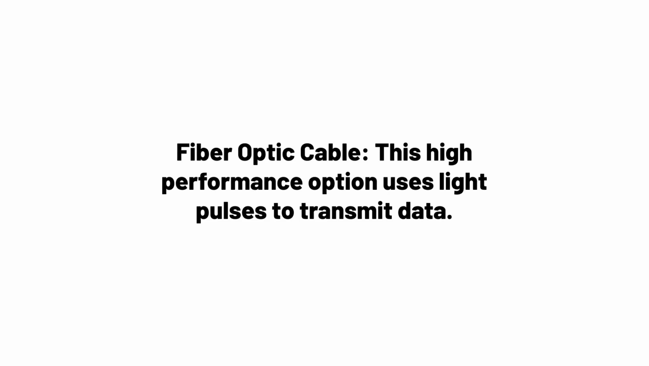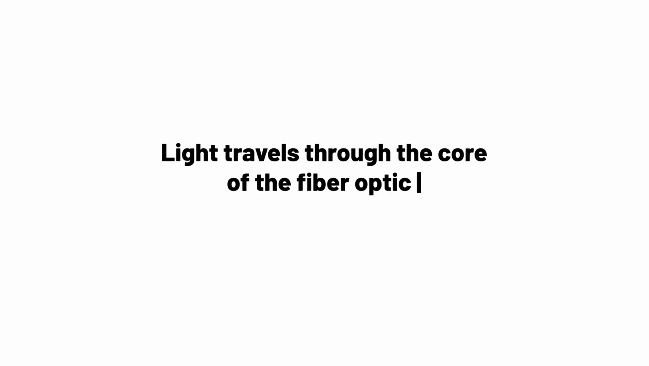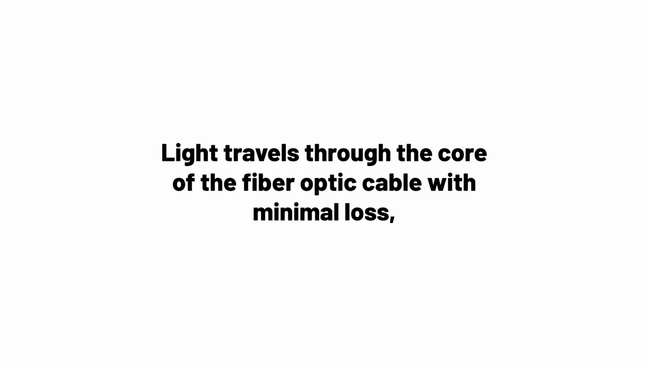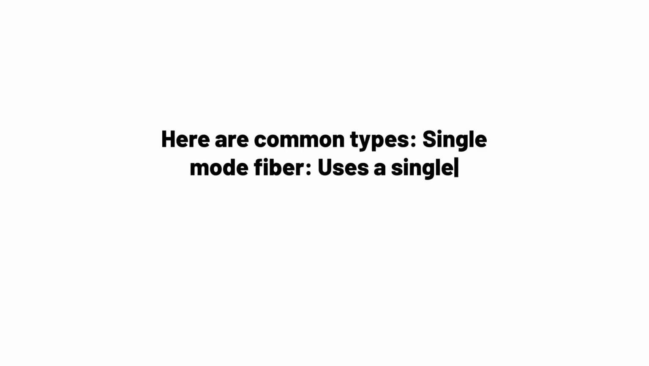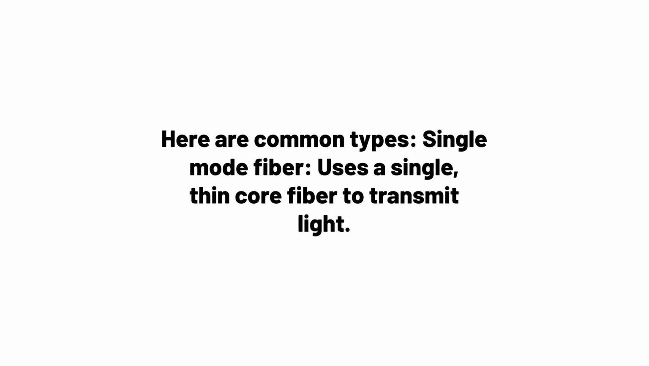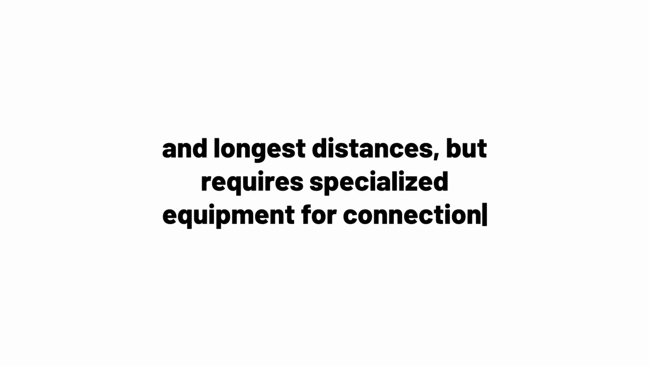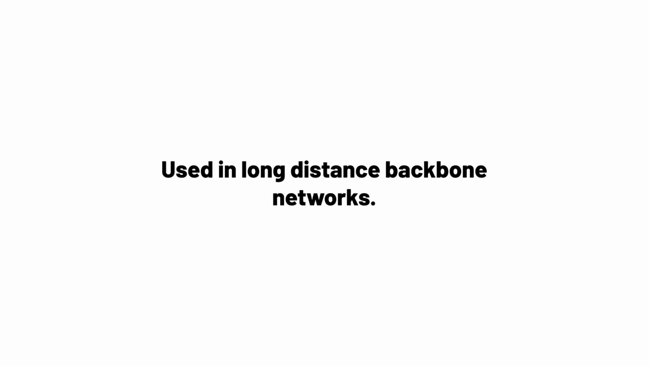Fiber optic cable. This high-performance option uses light pulses to transmit data. Light travels through the core of the fiber optic cable with minimal loss, resulting in significantly faster data rates and longer transmission distances compared to copper cables. Here are common types. Single-mode fiber uses a single, thin core fiber to transmit light. Offers the highest data rates and longest distances, but requires specialized equipment for connection. Used in long-distance backbone networks.